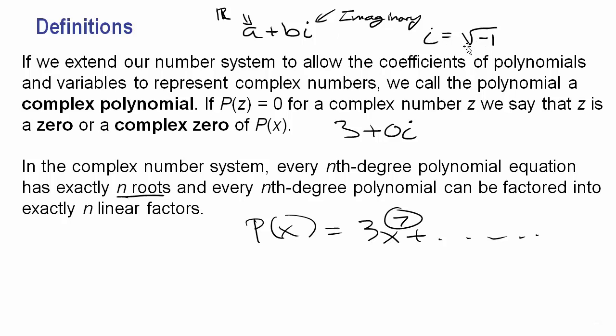Something to realize is that all real numbers are complex numbers in disguise. So the number 3 is really a complex number because it's the complex number 3 plus 0i. So if we take the normal number system of real numbers that we're used to dealing with and we extend it out to allow the coefficients of our polynomials to be complex numbers, then we call that polynomial a complex polynomial. And if there is some z that is a 0, then we just say that 0 is a z or a complex 0 of the polynomial.